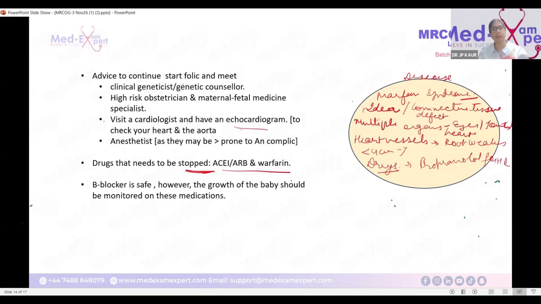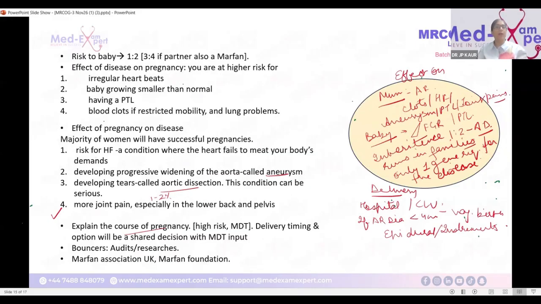tell her that whatever medication, this heart rate medication, will not affect her baby's growth. Risk to the baby, we have told her. Now coming on to this disease, apart from causing this aorta problem, it can also lead to heart failure, because sometimes the heart starts pumping more, and it is weaker because of the connective tissue defects. So it may fail as well, but the chances are very less. This is a complication of this disease, which I need to tell you.